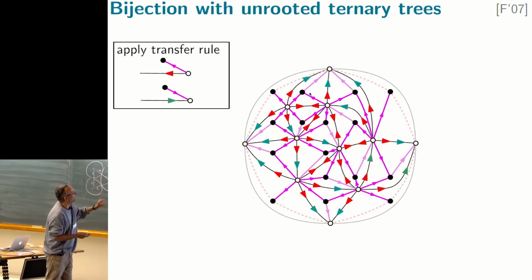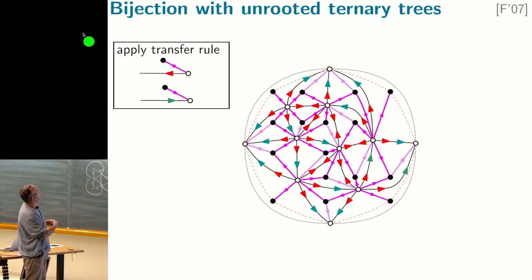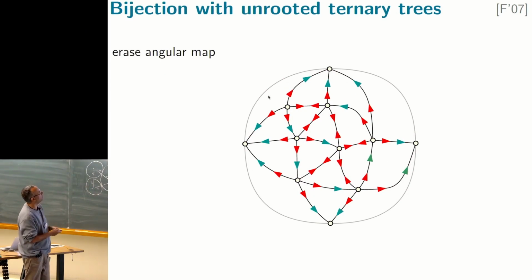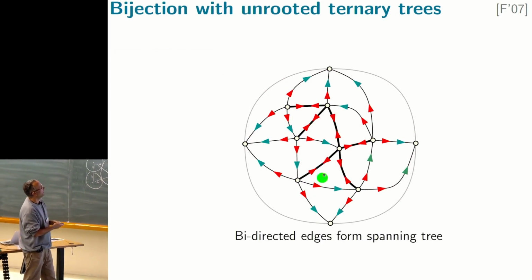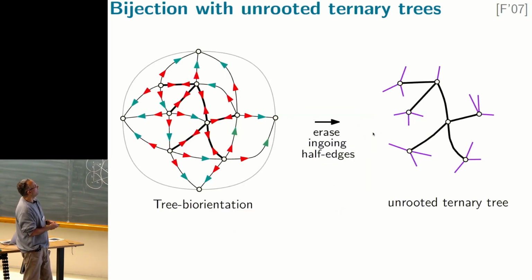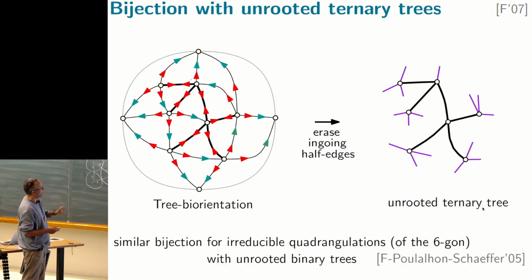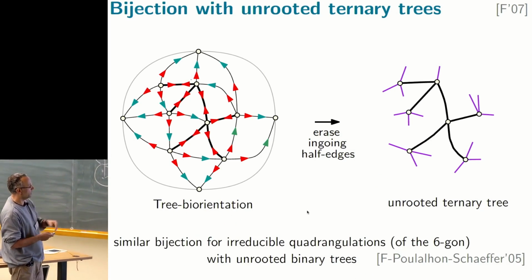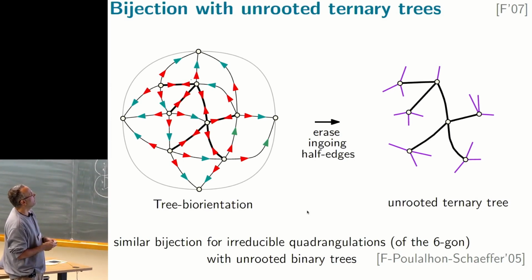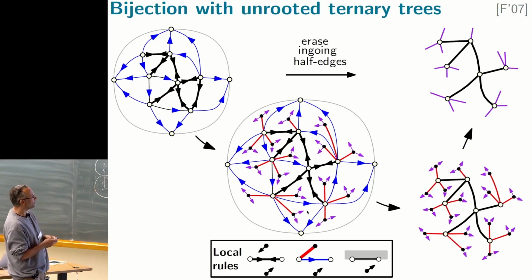So we transfer the orientation to the half edges of the triangulation using these rules, and it turns out that the orientation of the half edges and the bi-oriented edges form a tree, okay? And you have out degree 4 at each internal vertex. And when you erase the ingoing half edges, you obtain an unrooted ternary tree. Okay. So it's an example where it's more convenient to transfer first before applying a bijection. And there is a similar bijection for irreducible quadrangulations, which I obtained with Dominique and Gilles. And it can also be obtained from our general construction, even if it's not really necessary here, but it works also.